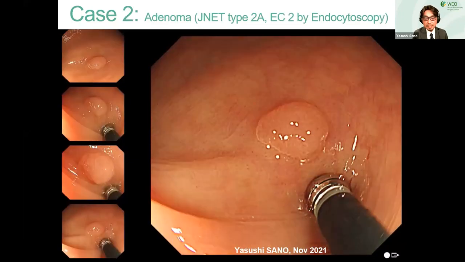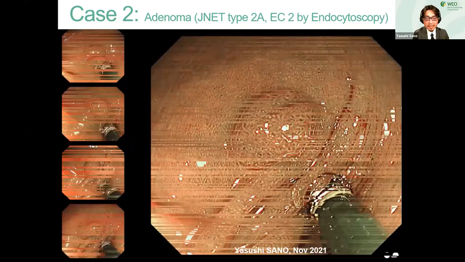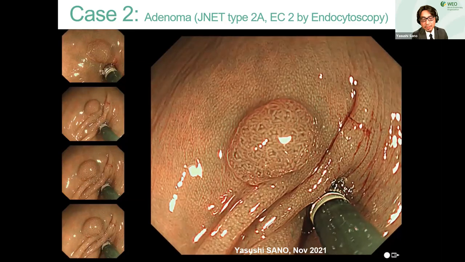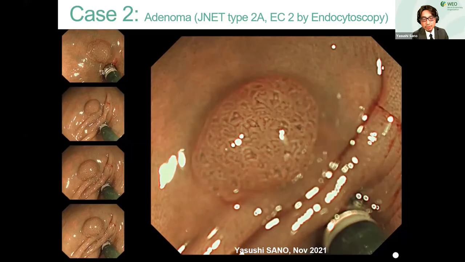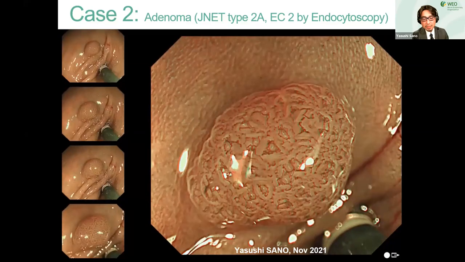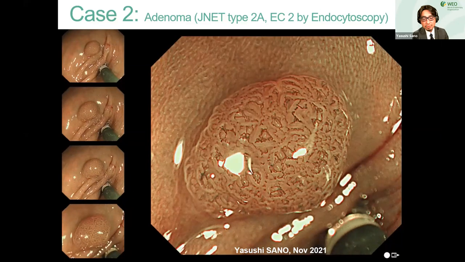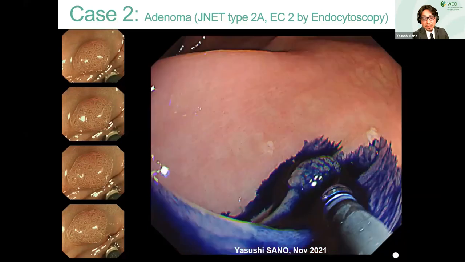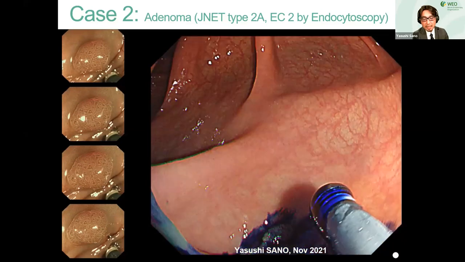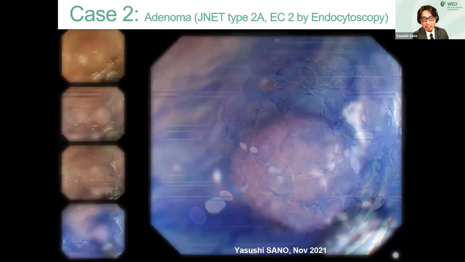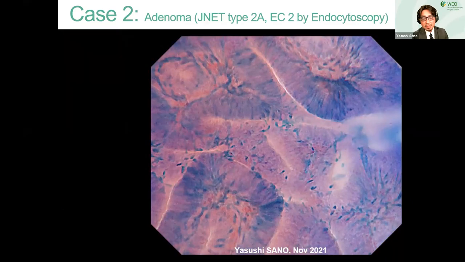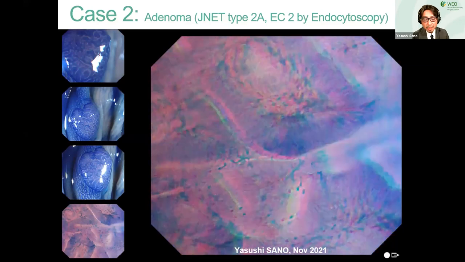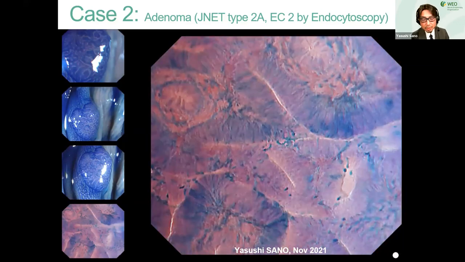And this is a JNET 2A, with NBI and zoom. You can see the regular brownish vessels on the surface and the tubular surface structure. So this is classified as JNET 2A or NICE 2. And this is endocytoscopy, staining with methylene blue. You can see the living cellular image in vivo. You can see the pseudostratification structure on the surface, so you can diagnose it. This is a tubular adenoma, in vivo, in real time.